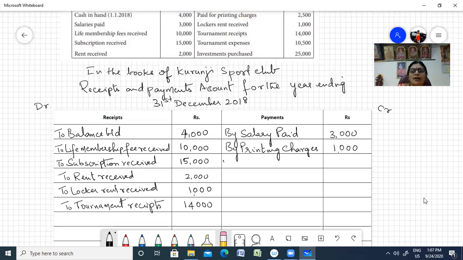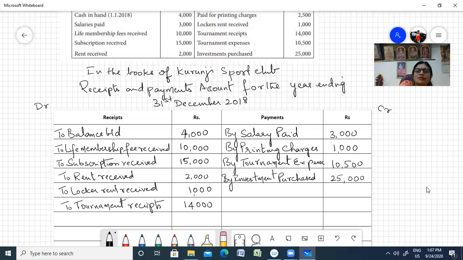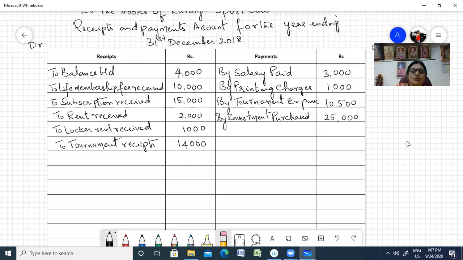Tournament expenses. By tournament expenses. How much? 10,500. Investment purchased. By investment, 25,000. Okay, that's it. Now all you have to see is which side is more. Debit side is more or credit side is more. So if your debit side is more, obviously you will have credit balance, right?